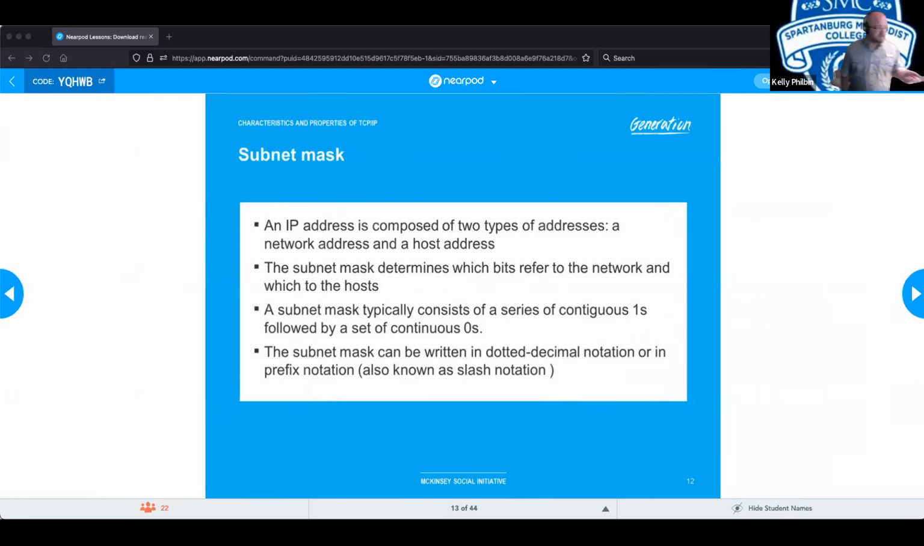So, subnet mask. On an IP address, there are two types of address. There is your network address, and then there's your individual host address within that network. So in order for routers and other devices to tell exactly where things need to go, they need to understand which portion of that address is dedicated to the network and which portion is dedicated to the host.